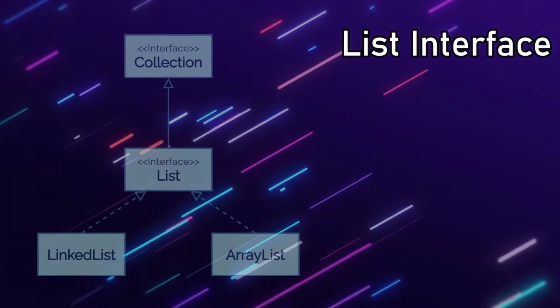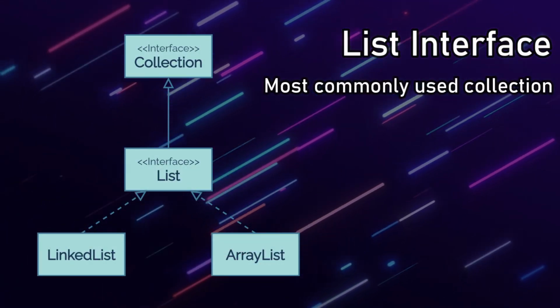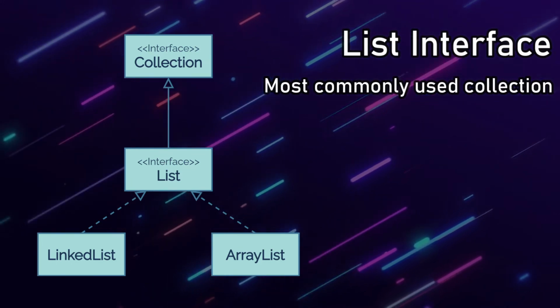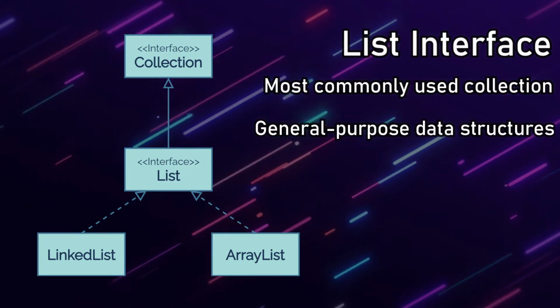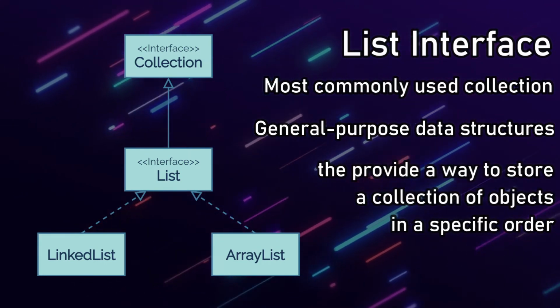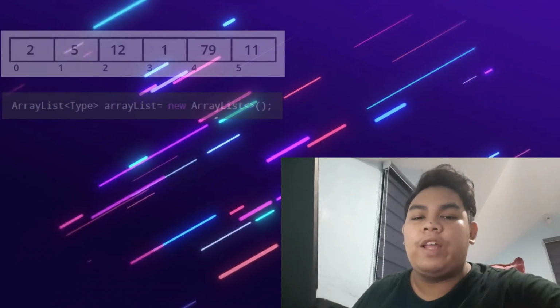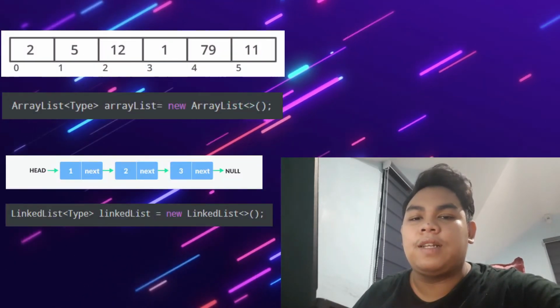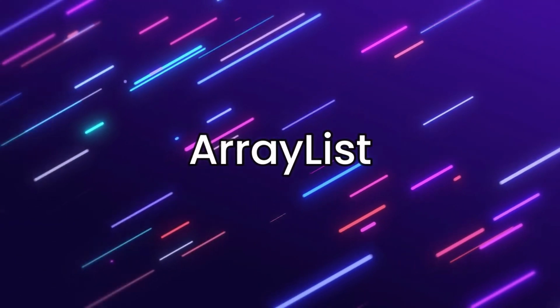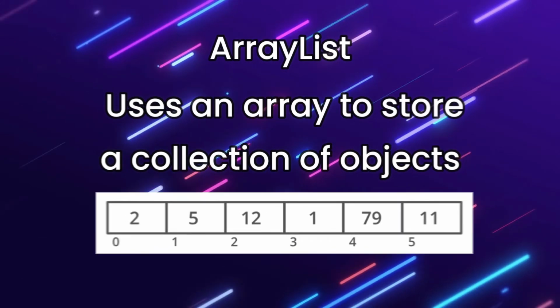The List interface is an extension of the Collection interface and is the most commonly used type of collection. Lists are general-purpose data structures that provide a way to store a collection of objects in a specific order. In the collections framework, there are two classes that implement the List interface, namely the ArrayList class and the LinkedList class. The ArrayList class uses an array to store a collection of objects.